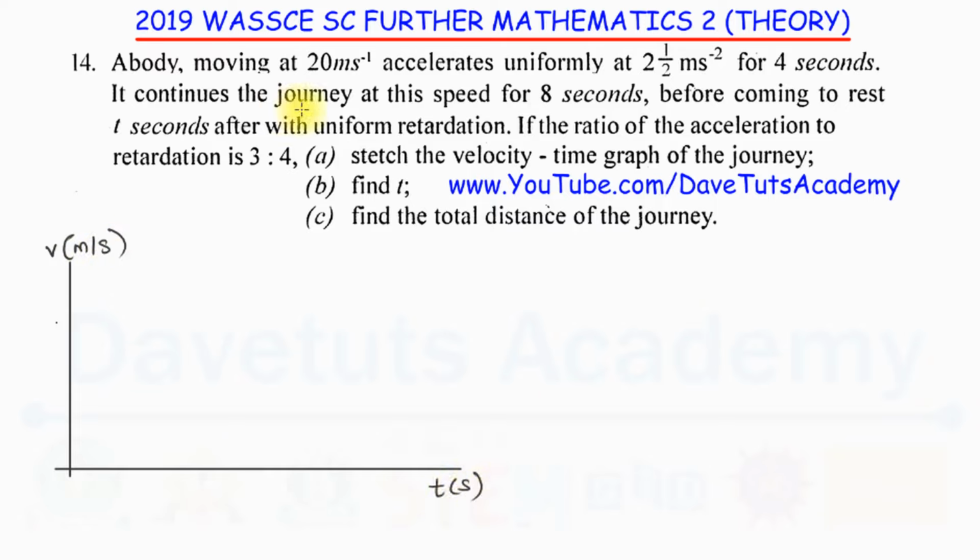Okay, now to interpret the information that we're given, we're told that a body moving at 20 meters per second, so the initial velocity that the body is starting from is 20 meters per second. Okay, so we can say this is 20 meters per second. Then from there it accelerates uniformly at 2.5 meters per second squared for 4 seconds.